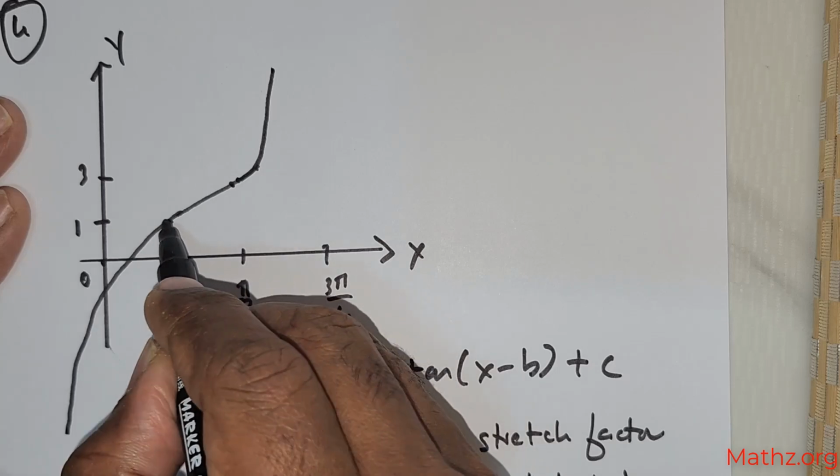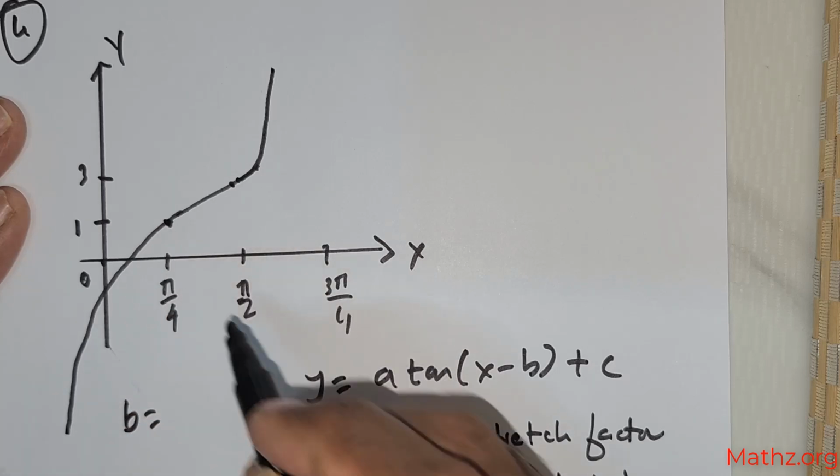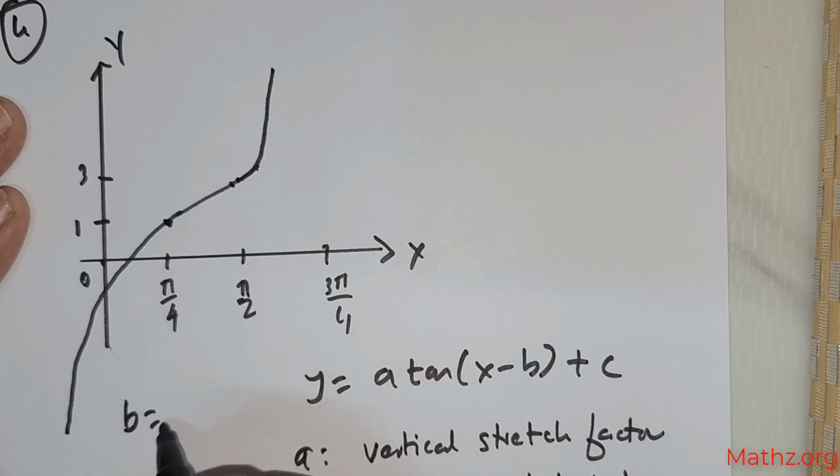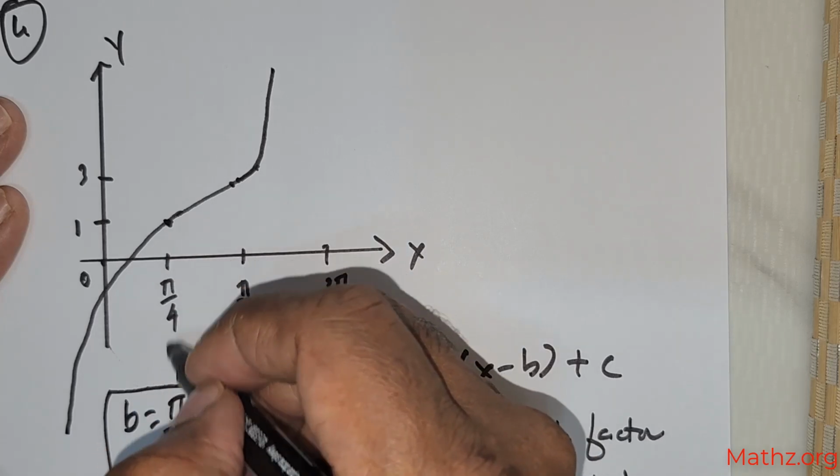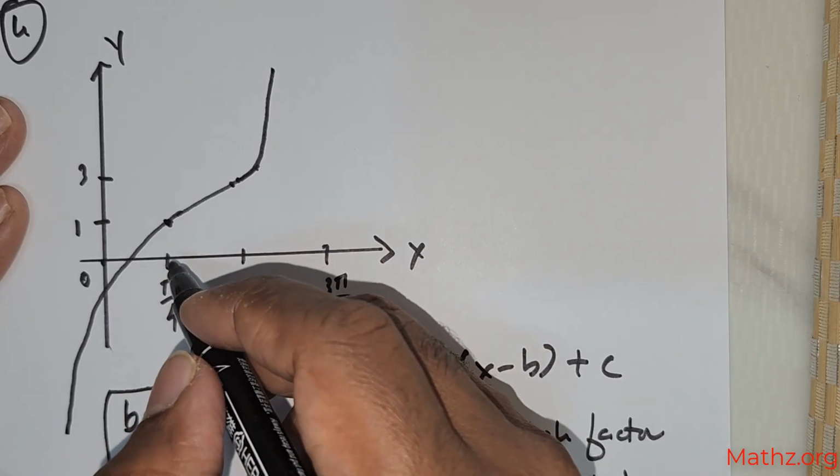So go to that particular bend and locate the corresponding value along the x-axis, which will give you the value for b. So b is equal to pi over 4. Fair enough. Now you have located the value for b. Now you have to go and locate the value of c.